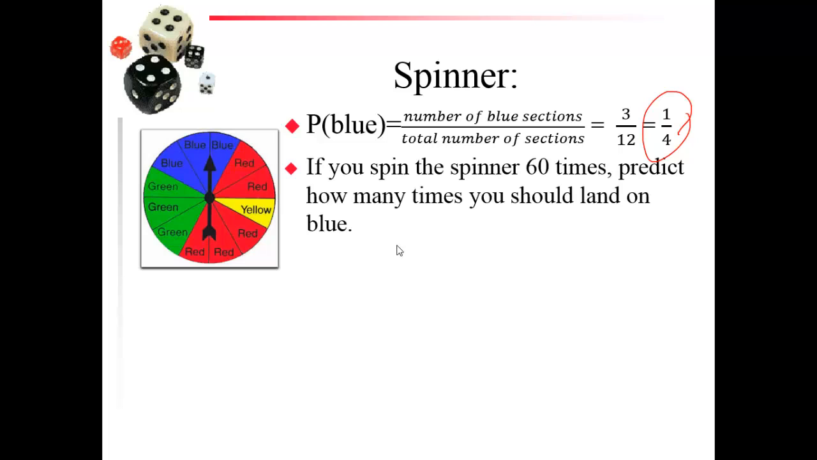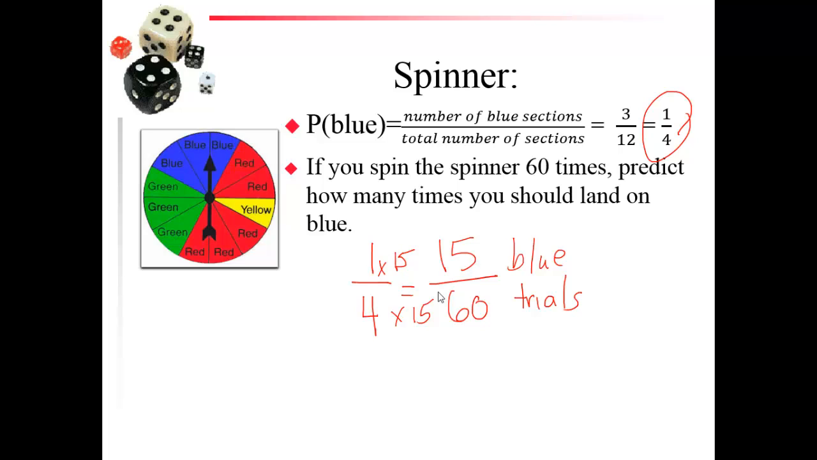If I'm going to spin the spinner 60 times and I want to predict how many times I should land on blue, I'm going to start with my theoretical probability, 1/4. I'm going to make an equivalent ratio out of 60 trials. So how do I get from 4 to 60? 4 times 15. So I do the same thing to the numerator of my ratio, or fraction. 1 times 15 is 15. So I should get 15 blue spins out of 60 trials.